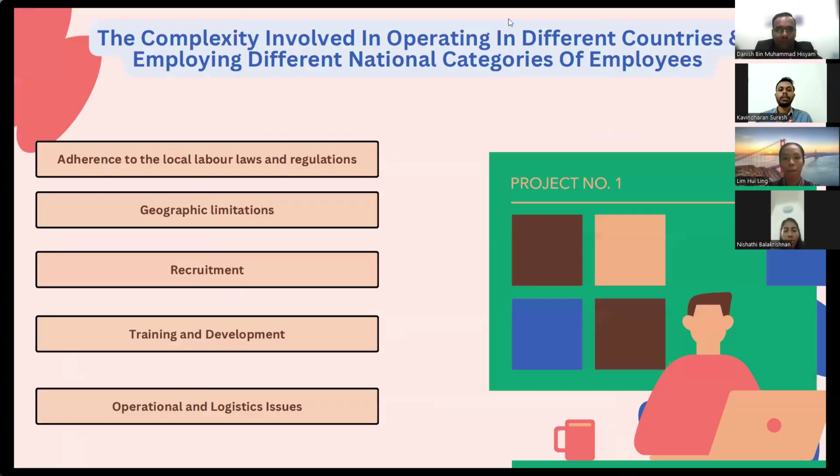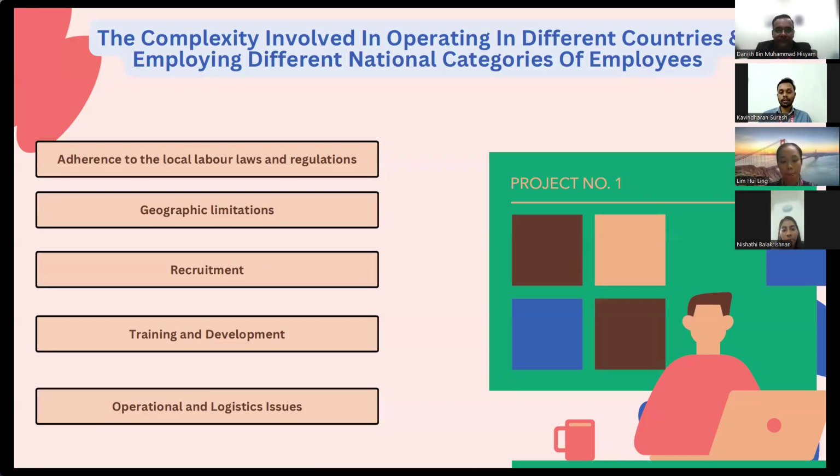Okay, thank you, Billy. So we're moving to the next part, the complexity involved in operating in different countries and employing different national categories of employees. The first one is adherence to local level laws and regulations. Employees and the organization will be placed in different parts of the world, operating in different countries. Different countries have their own local level laws and regulations, so they have to follow them. It can be complex and challenging as well. So that's the first complexity.